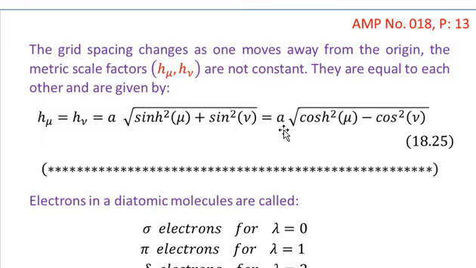And this term is also equal to a times the square root of cosh squared mu minus cos squared nu. So you see that mu and nu will change. That is, the separation between the lines will change according to the factors given by h mu and h nu, because these two factors are not constant and depend upon the values of mu and nu. So when mu and nu change, the values of these two factors will also change.